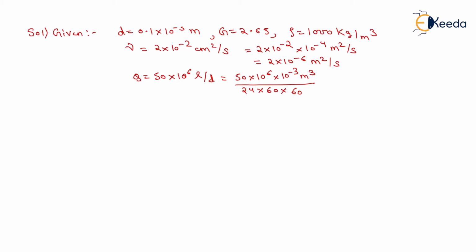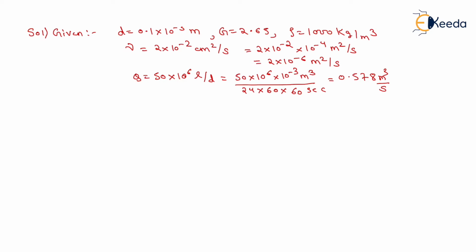So we convert this value into meter cube per second, and it will be equal to 50 into 10 to the power 3 divided by 24 divided by 3600, and it will be equal to 0.578 meter cube per second. We have converted the discharge from liter per day to meter cube per second.